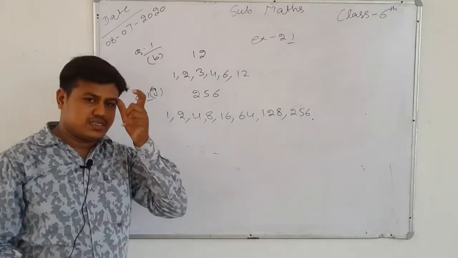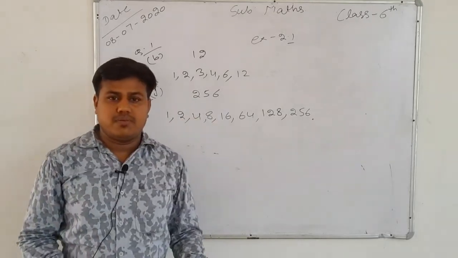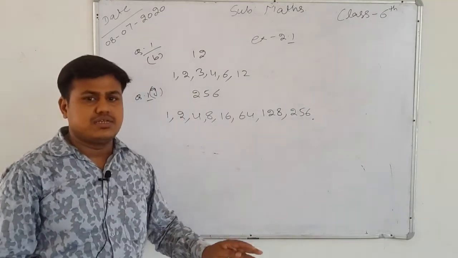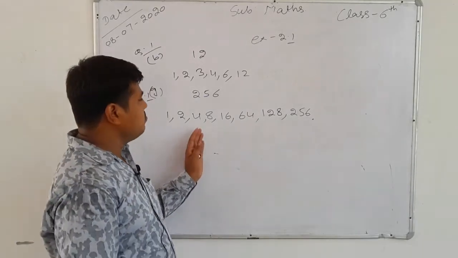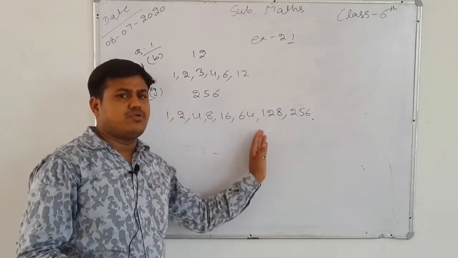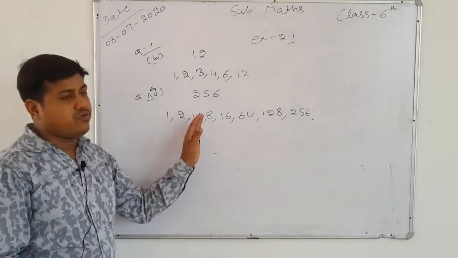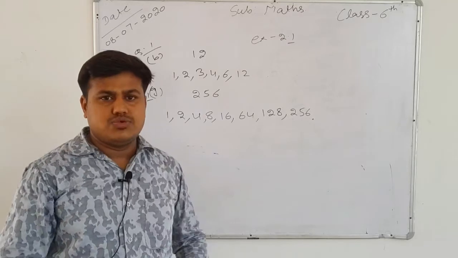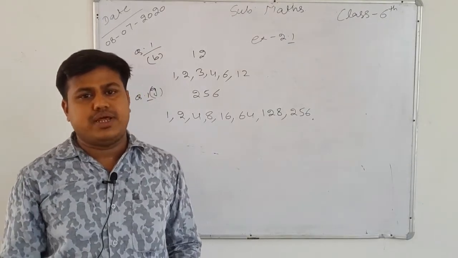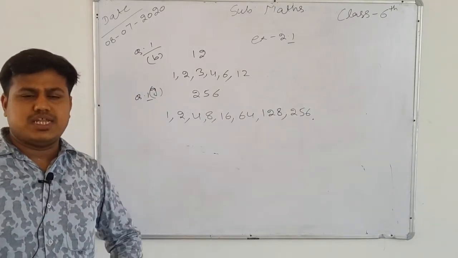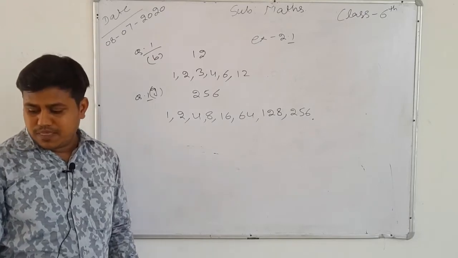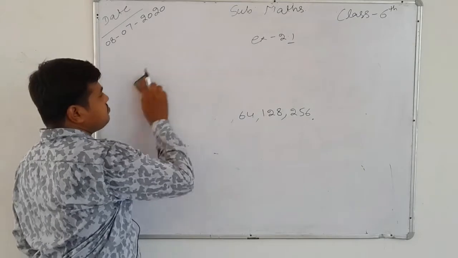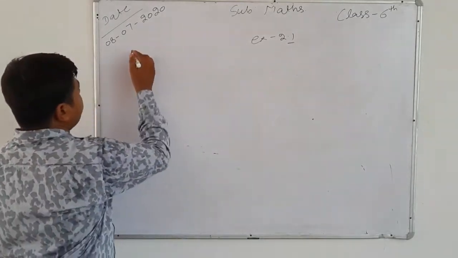Mostly 3 to 4 factors are sufficient for any number. We are not compelled to find all factors of a bigger number. We generally have to find a minimum of 3 to 4 to 5 factors of a bigger number. So you can practice the first part of exercise 2.1 at home. If there is any doubt, you can discuss it with me. We will discuss the second question.